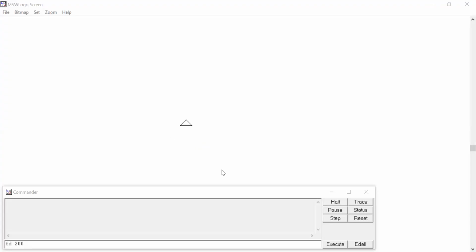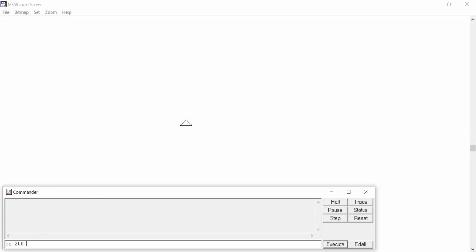So I hope you guys can see the MSW logo screen. So basically, the triangle which is in the middle of the screen is considered as turtle, and this is the place where we write our commands.